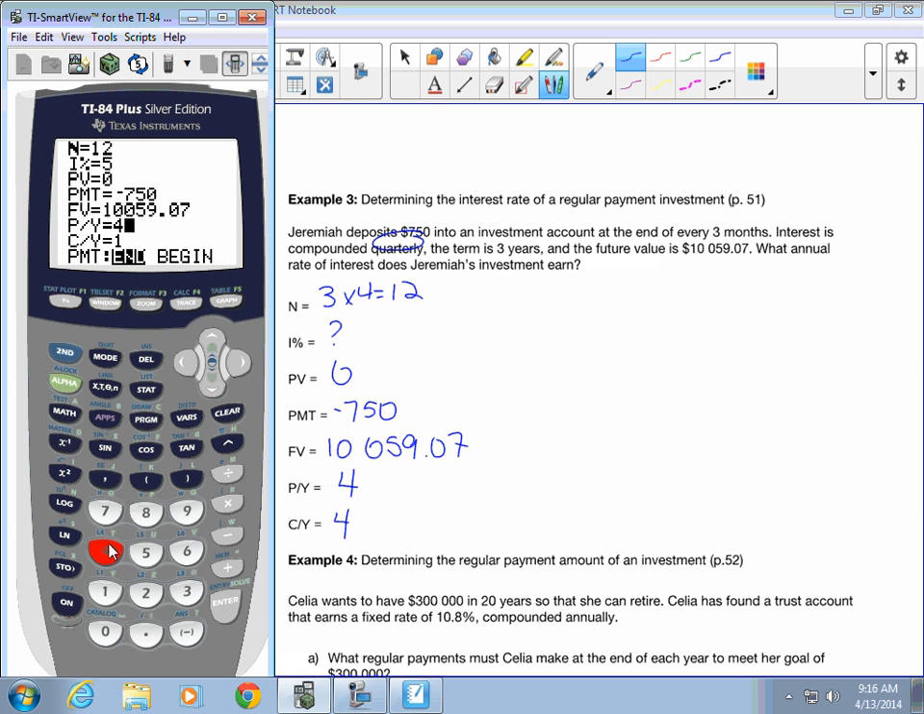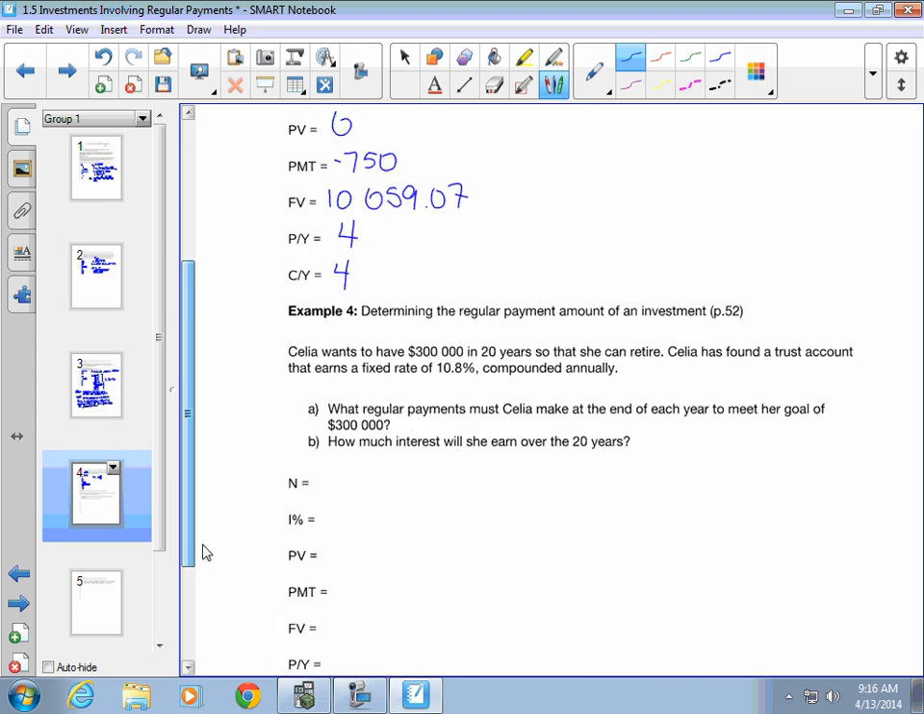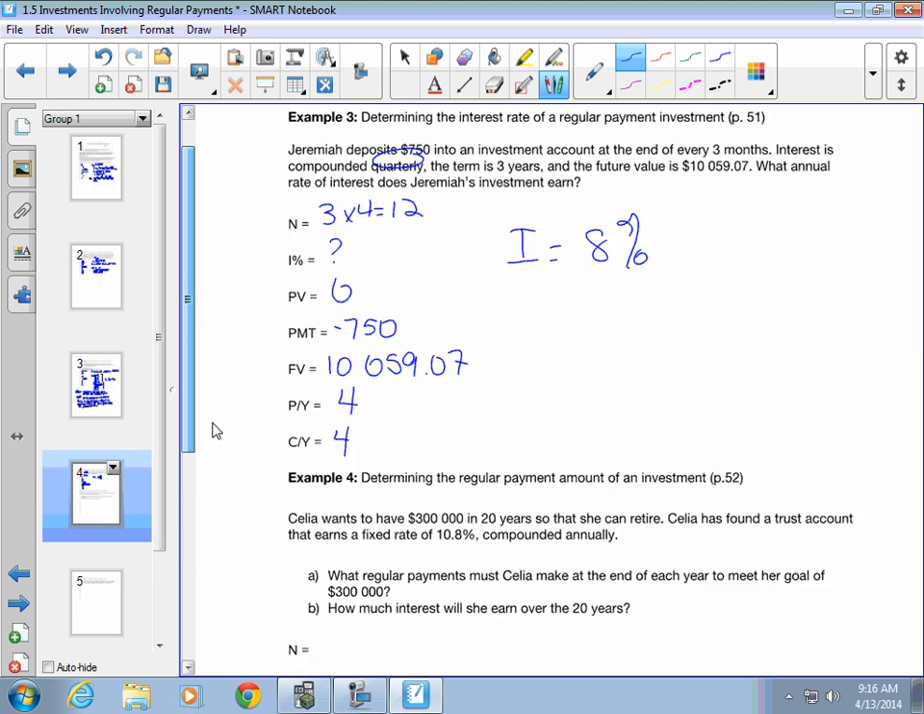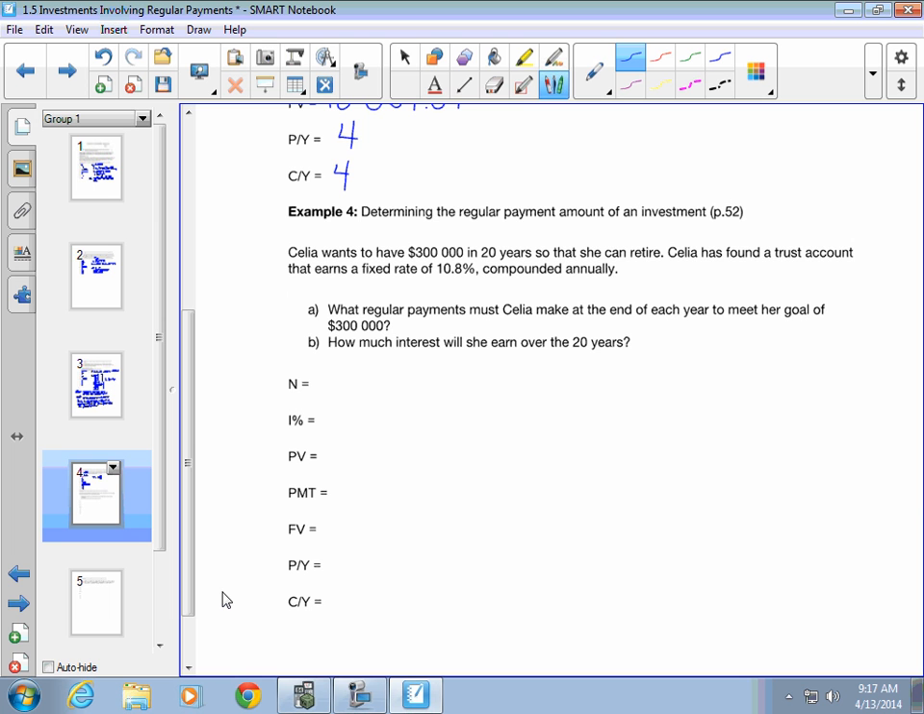He's doing this 4 times a year and compounded 4 times a year. So go back up to interest, alpha, enter, 8.0000, so interest is equal to 8%. So this one was finding the interest rate. What if we want to find the regular payments? How much did they put in every payment period?